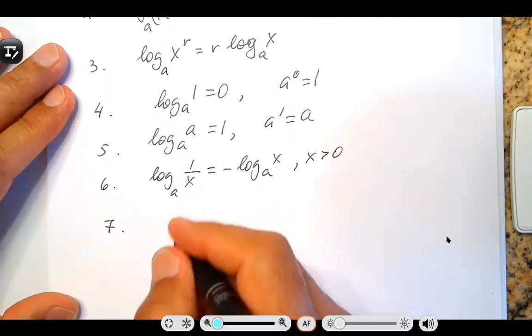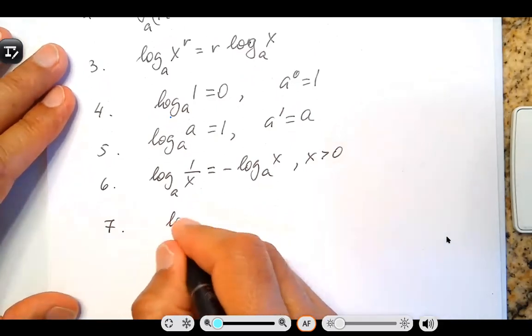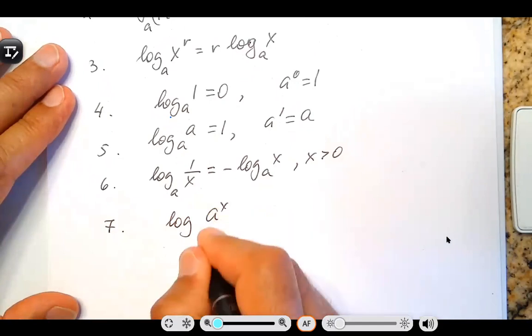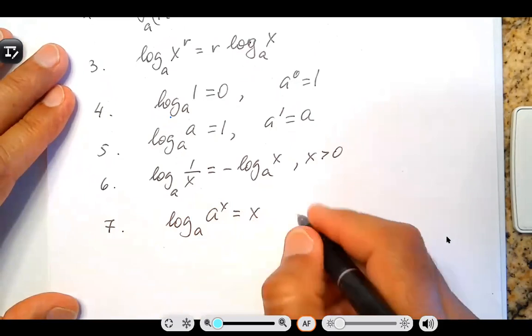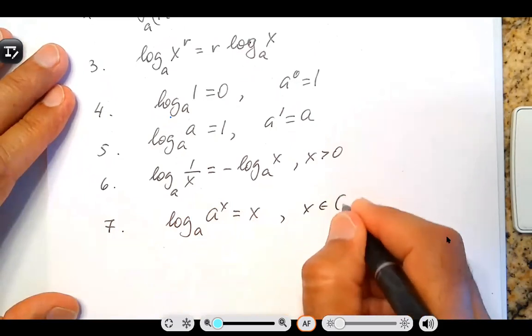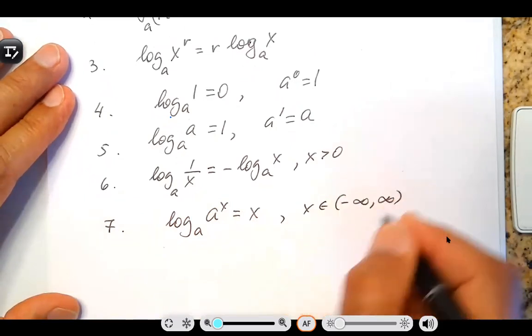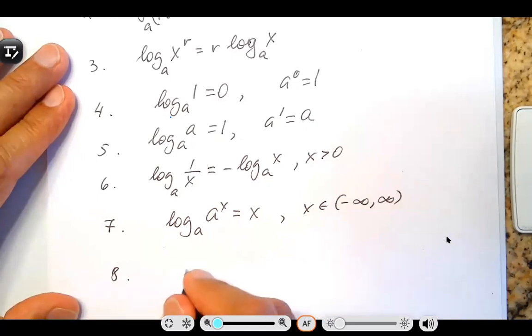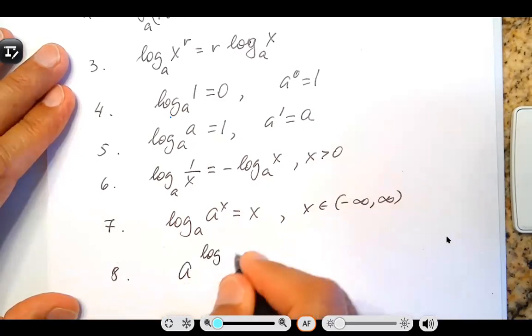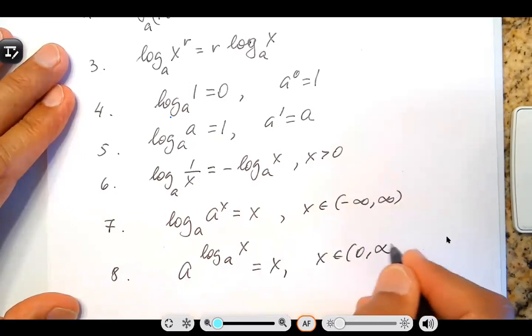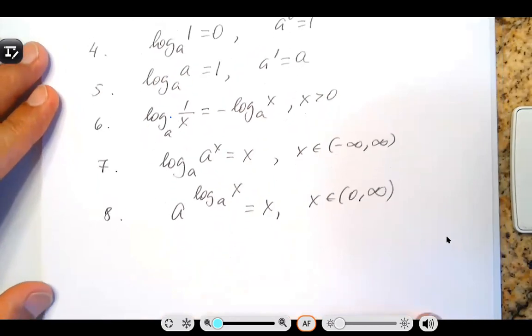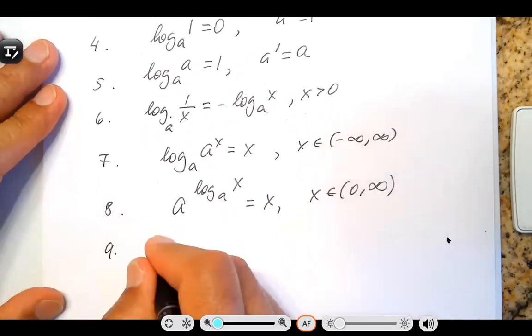And we saw the cancellation properties. Logarithm of a to the power of x base a equals x. So x must be any real number. Number 8, a to the power logarithm x base a equals x. Here x must be a positive real. And the last formula is the change of base formula.